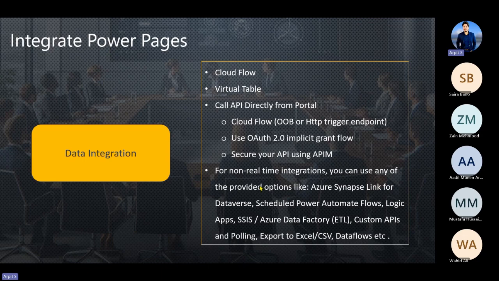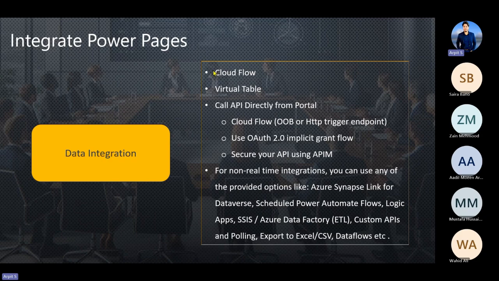All right. And the second option, if you don't want to use the cloud flow, you want to directly call that API using JavaScript, then don't do it directly. Otherwise, you will expose a lot of information on the browser console or the network trace. So to avoid that, you always have to use the OAuth 2.0 implicit grant flow, and secure your API using APIM. So if you are using cloud flow, then you don't need to use the API. But if you are using HTTP trigger based endpoint, then you may include the API based integration as well.